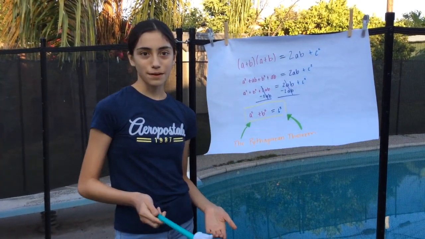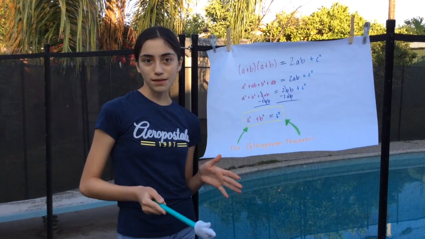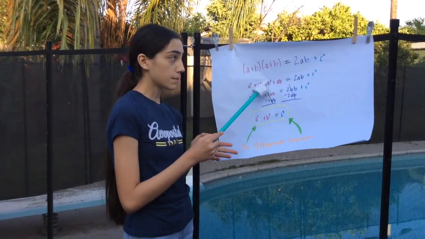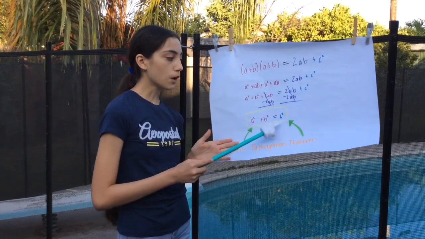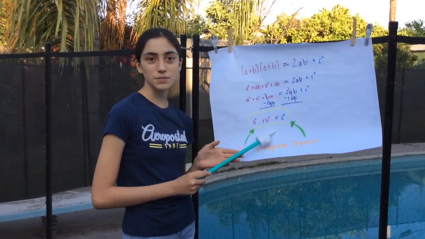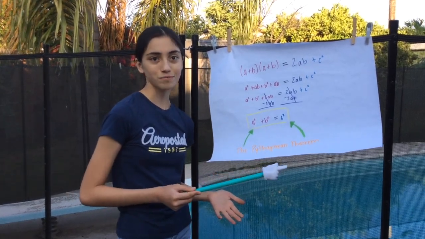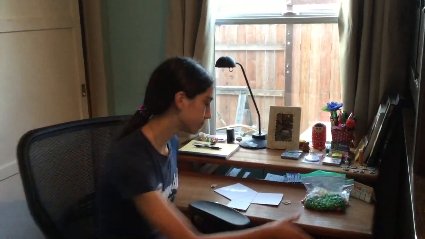Both a plus b times a plus b and 2ab plus c squared are equal to the area of the square, making them equal to each other. If you solve for c squared, you'll get a squared plus b squared is equal to c squared, a formula also known as the Pythagorean Theorem. If you're still not convinced, I have one more fun visual demonstration of the Pythagorean Theorem. So let's go.